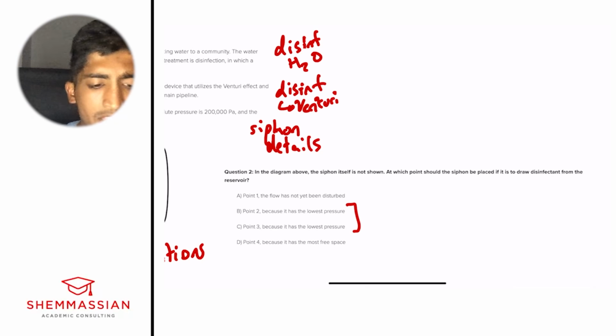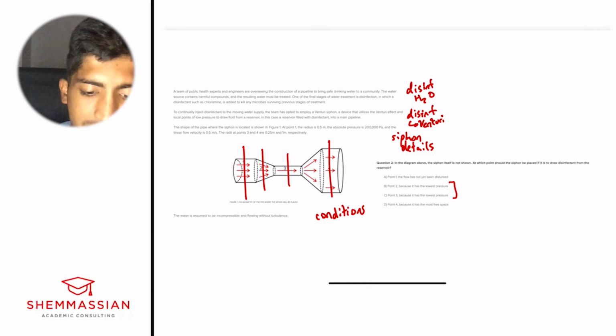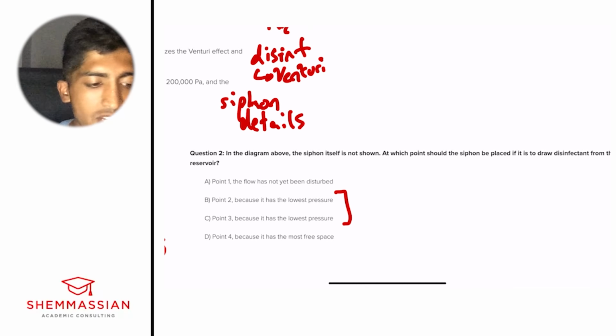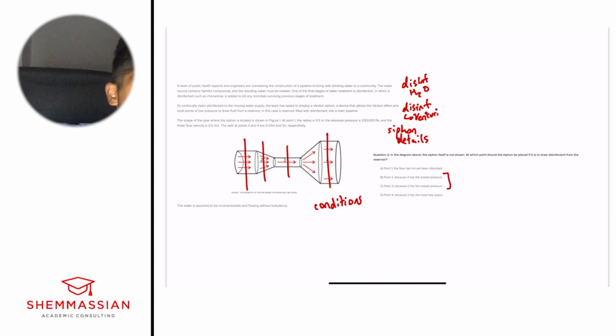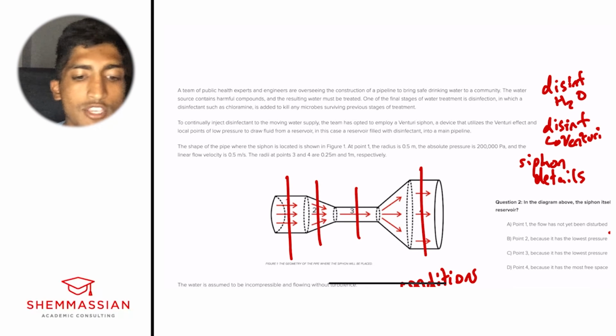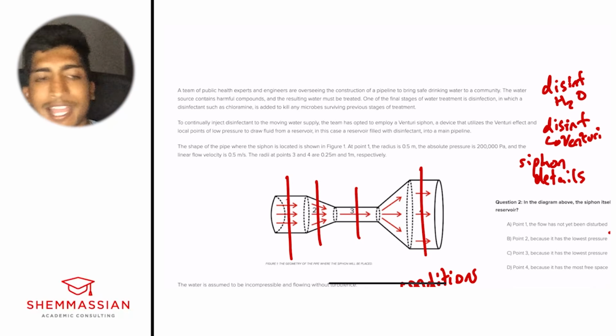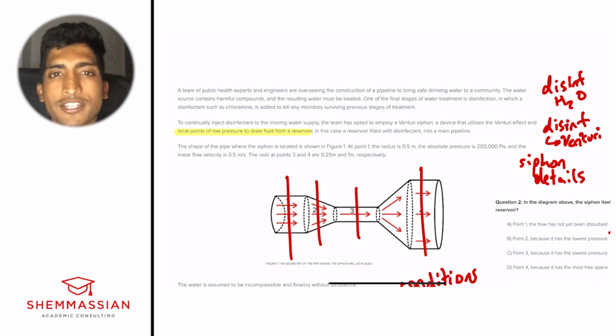So let's read more about the siphon. I don't really remember where the siphon should be placed. It doesn't really say exactly where it should. So let's go back to the passage, right? And so if we look right here, it should say a Venturi siphon, a device that utilizes the Venturi effect and local points of low pressure to draw fluid from a reservoir. So if I were to highlight something, which I'm not really a big fan of, but I'm just showing you where I'm looking right now, local points of low pressure to draw fluid from a reservoir.